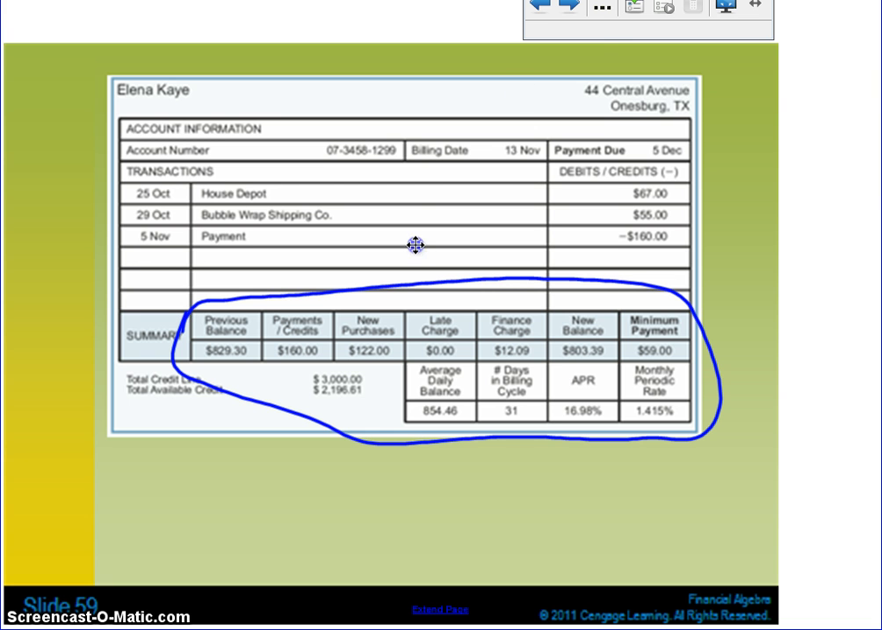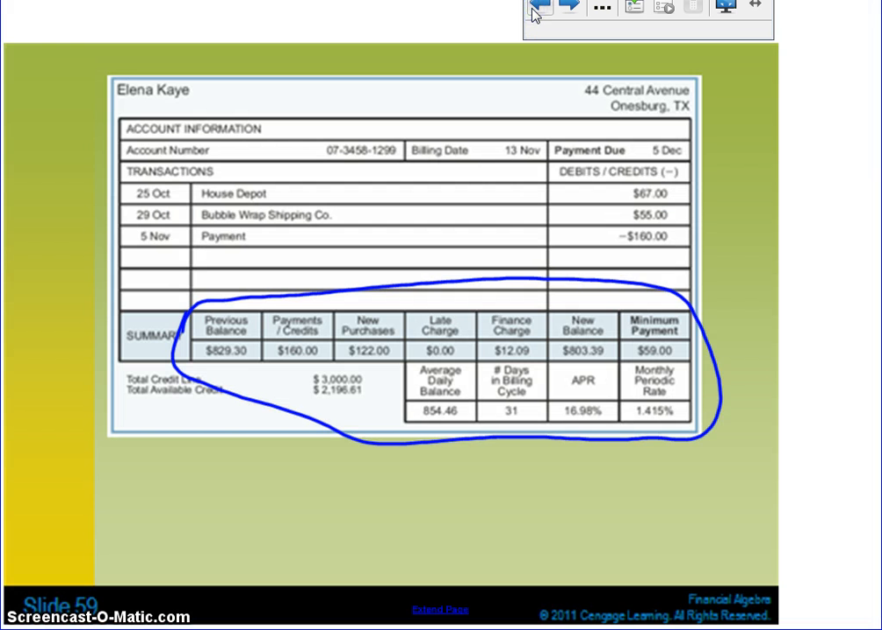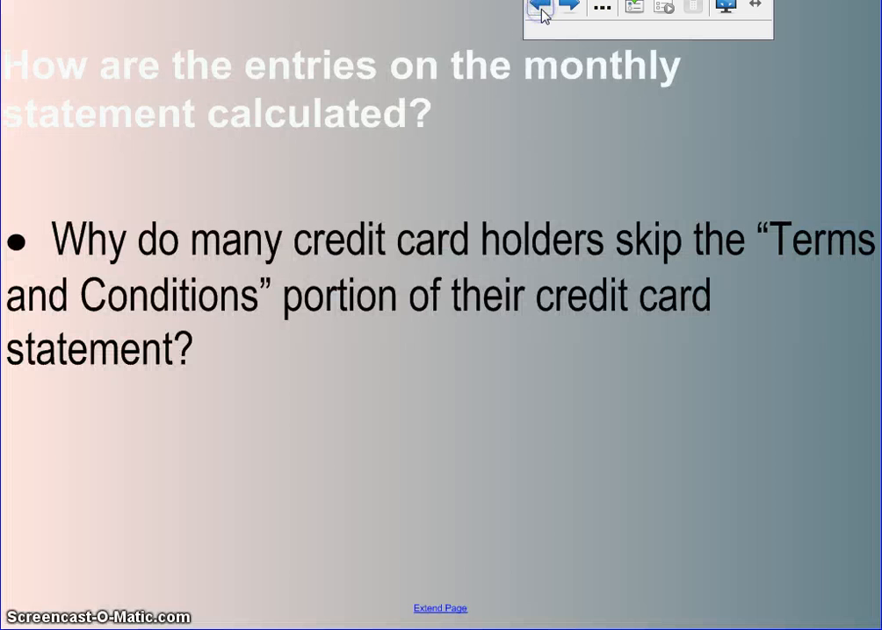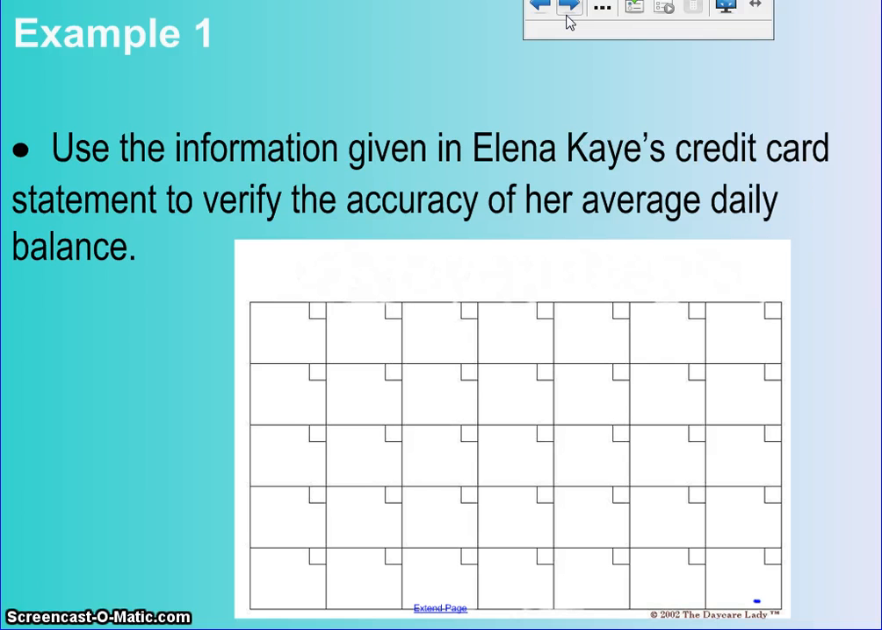So for the first question, we're going to be going back and forth and using a credit calendar to verify the accuracy of her average daily balance. So the first thing that we're going to do is notice here that it says days in the cycle. So that means there's 31 days in the cycle, so we need to account for 31 days on our credit calendar.